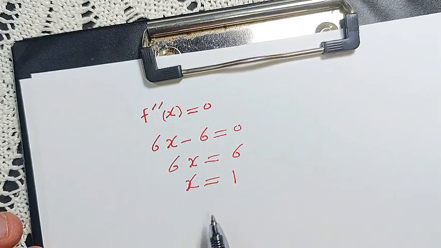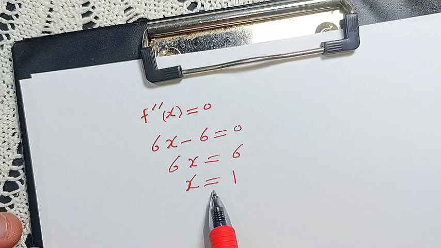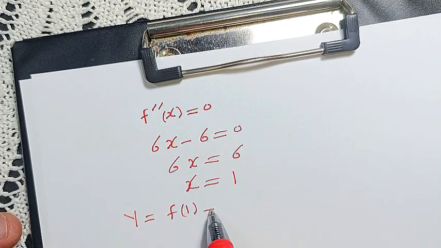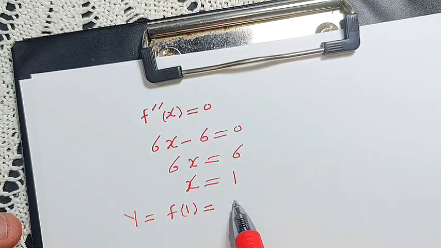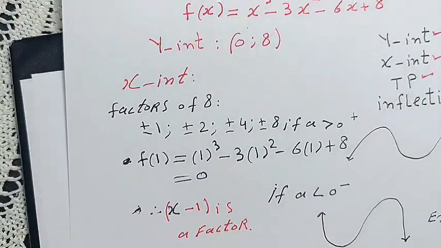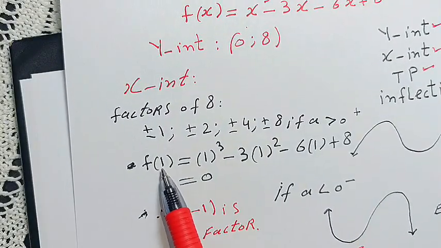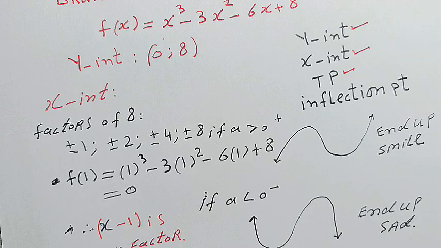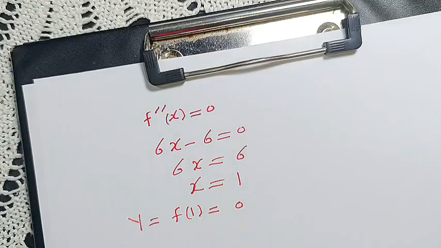So x value 1, and the y value we need to find here. We're going to substitute x equal to 1 into the original function. So y is equal to f of 1. Remember, f of 1 we already found earlier, that is 0. If you put x equal to 1, the y value is 0.